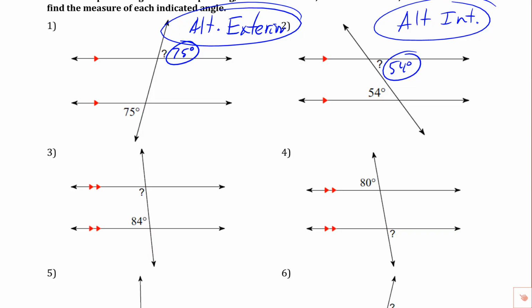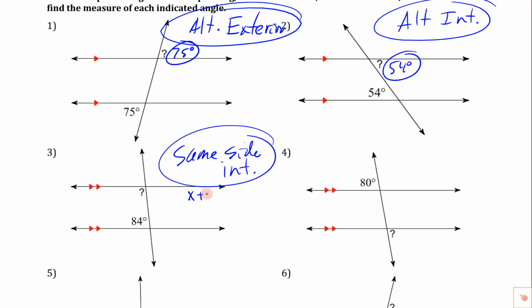We're going to do one more and then I'll turn you loose. Take a look at these guys right here. They are on the same side of the transversal and they're on the inside. So these are same side interior. Same side interior. So what do we know about those? We know that those have to be supplementary. So x plus 84 has to equal 180. If you wanted to just do a quick subtraction problem and get x equals 96, totally okay. I'm going to put 96 degrees right there and circle that, and we're all set to go.